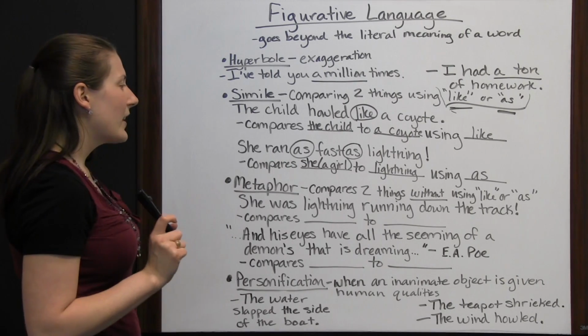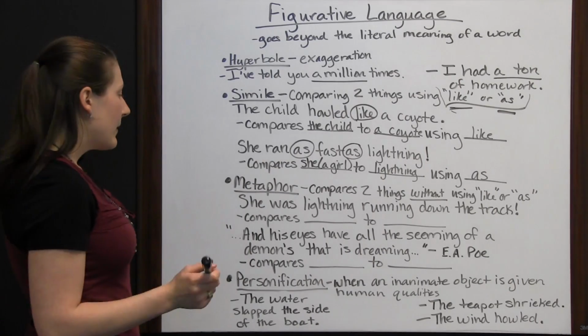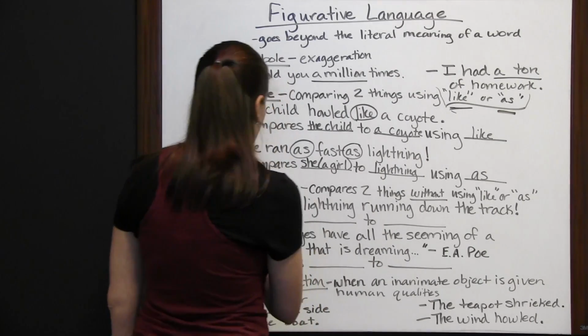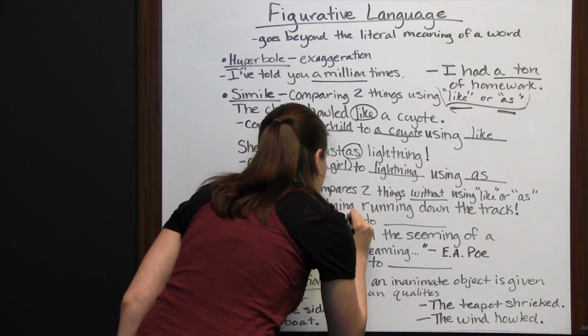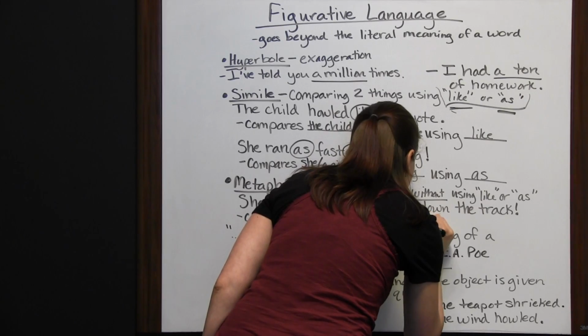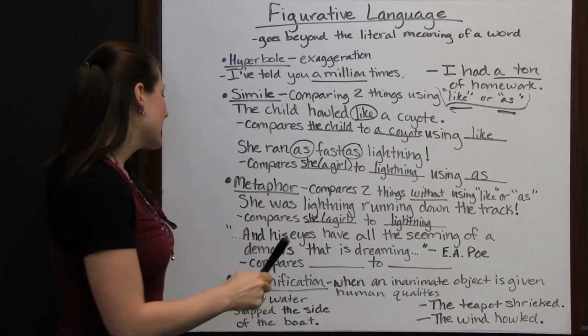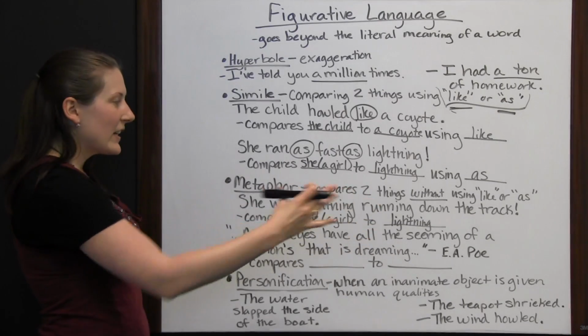She was lightning running down the track. So this sentence is very similar to this one. They're both comparing she, or a girl, to lightning. They're both saying this girl is really fast, but this one just says she was lightning. She was lightning running down the track.